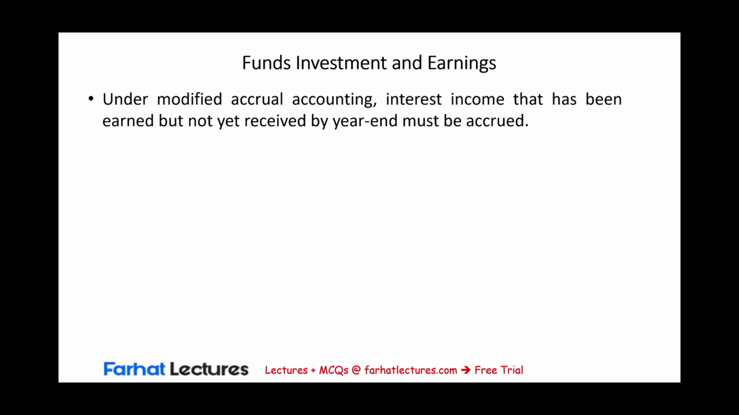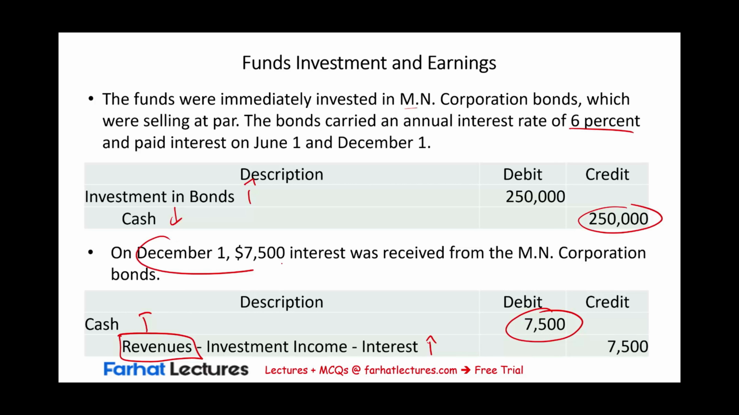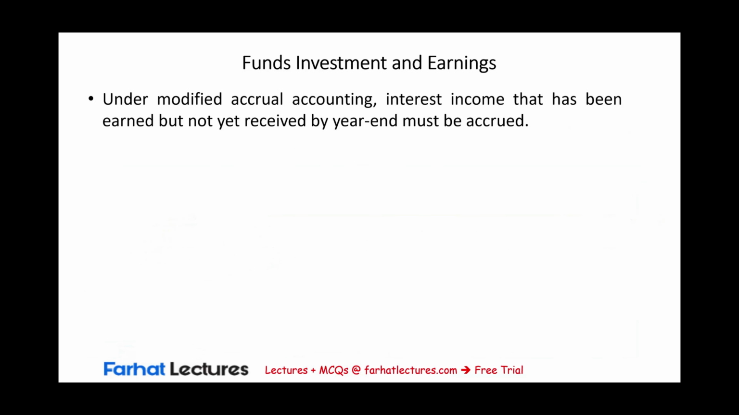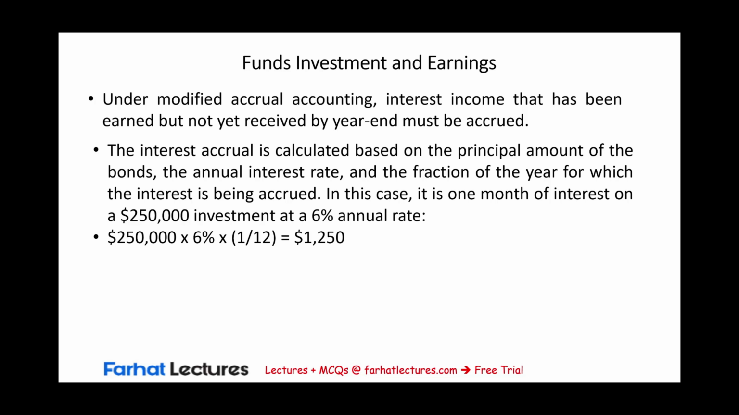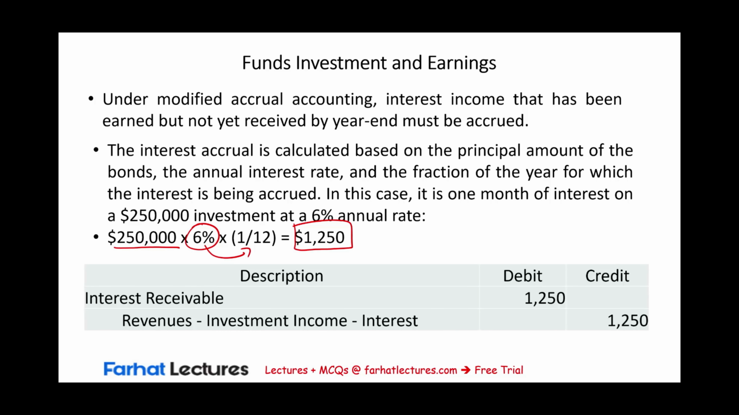Now, under the modified accrual basis, interest income that has been earned but not yet received must be accrued. Remember, we received the money on December 1st, but by the end of the year, we have 30 days left. We have to accrue the interest for 1 month. We have an investment that's earning 6%, and we compute the interest for 1 month, 1 divided by 12. We are going to accrue interest of $1,250. We debit interest receivable and credit another revenue. Now we have a third revenue, and a new asset called interest receivable. We're going to see all these accounts later listed on the financial statements. I just point them out so when you see them all together, you'll see the big picture.